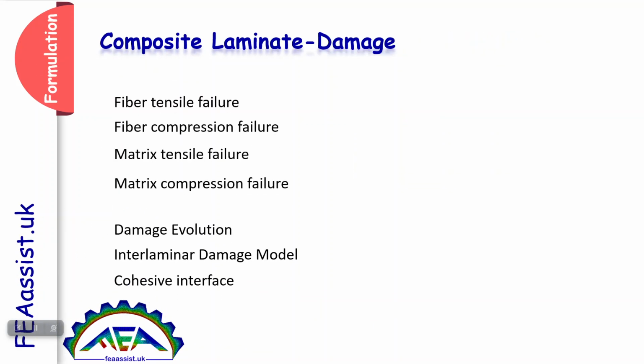Formulation. The composite laminate damage includes fiber tensile, fiber compression, matrix tensile, matrix compression failure modes. In addition to these failure initiation modes, we have explained also in this tutorial the damage evolution and interlaminar damage model with cohesive interface elements.